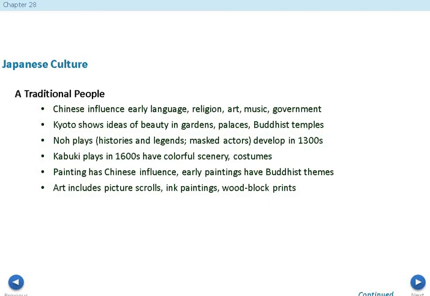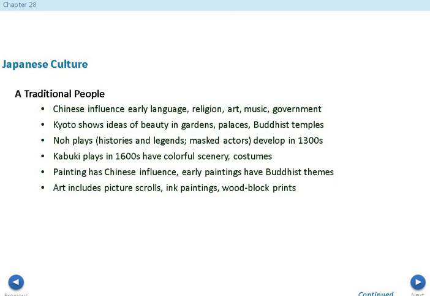Now, Chinese culture is going to influence language, religion, art, music, and government. They all have the Chinese influence in Japan. Kyoto is going to show ideas of beauty in gardens, palaces, and Buddhist temples. Noh plays are going to be developed in the 1300s, and Kabuki plays in the 1600s, with colorful scenery and costumes. We're also going to see paintings have Chinese influence.